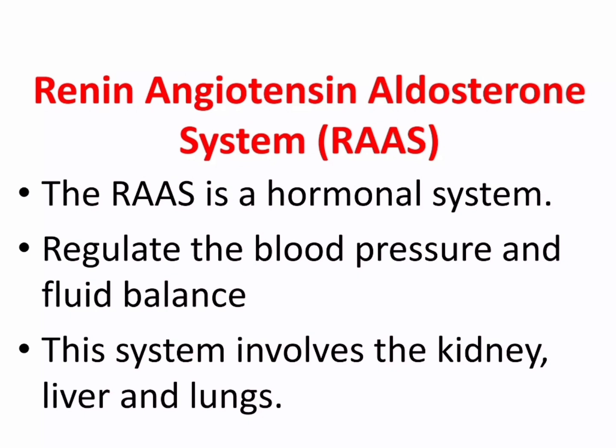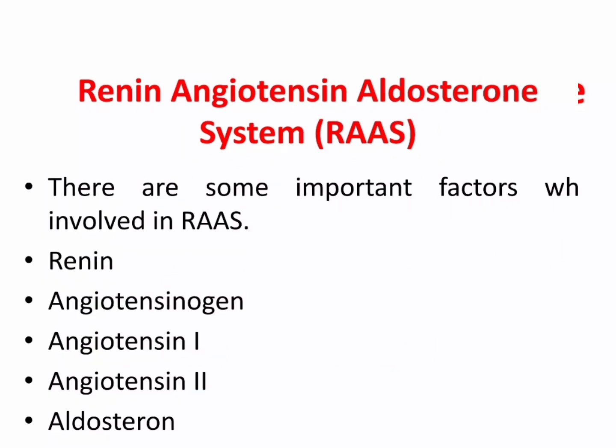This system involves the kidney, liver and lungs. In these three organs, the renin angiotensin aldosterone system is present. There are some important factors involved in RAAS. The first is renin, next angiotensinogen, angiotensin 1, angiotensin 2 and aldosterone. So these are the important factors involved in RAAS.